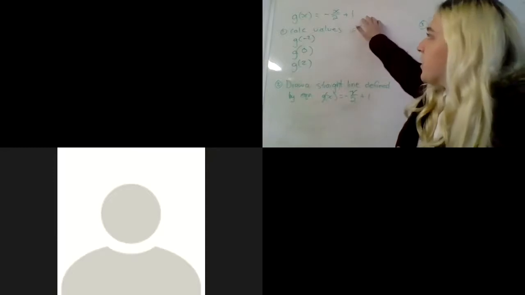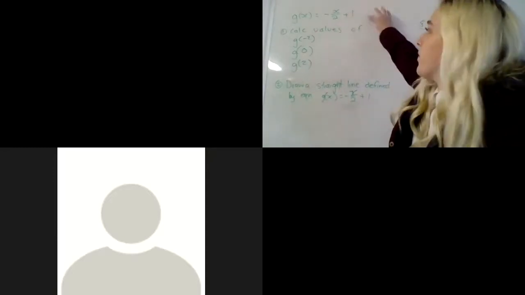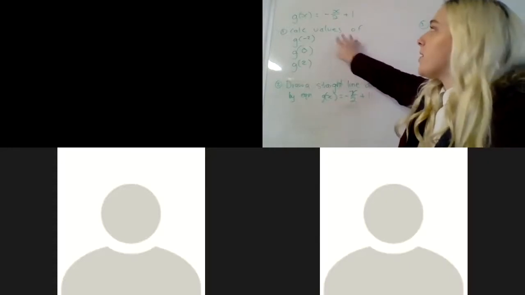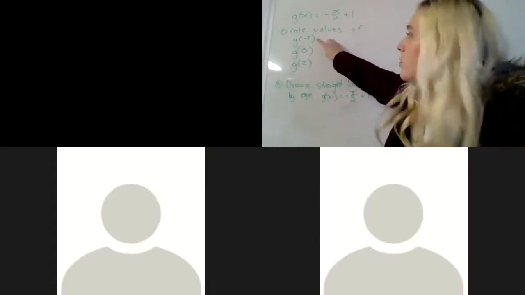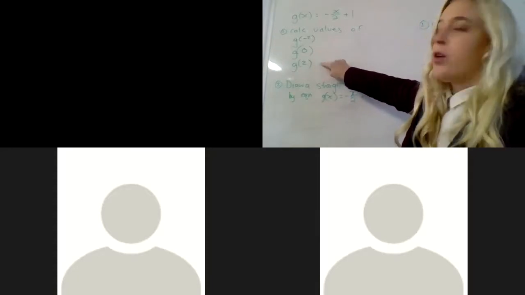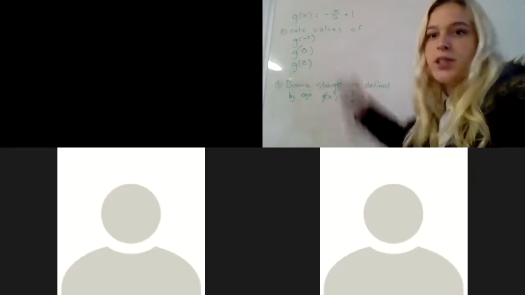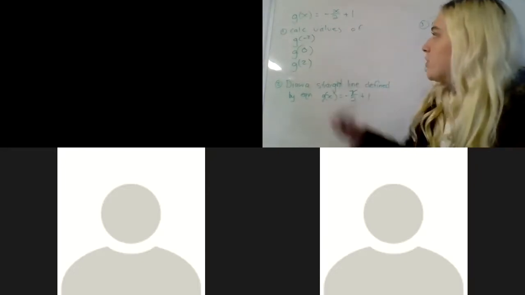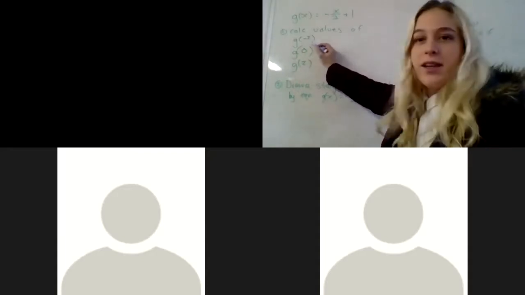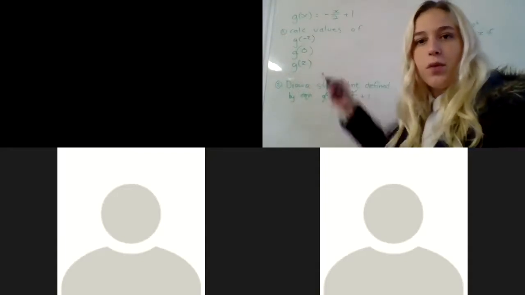Okay, so we have g of x is equal to negative x over 2 plus 1. And they want us to calculate the values of g of negative 2, g of 0, and g of 2. Remember, normally we use f of x, but we can use any letter. So now we're using g of x. Okay. So what this g in brackets, negative 2, means is when x is negative 2, what is y?